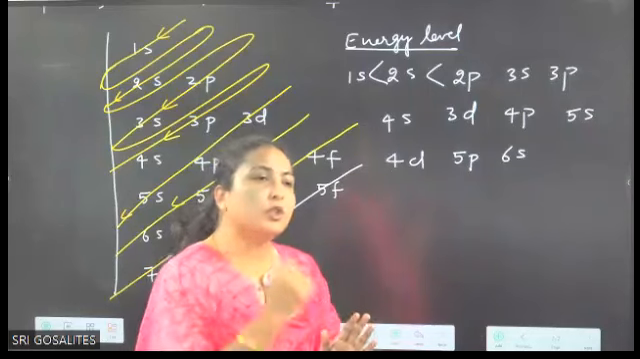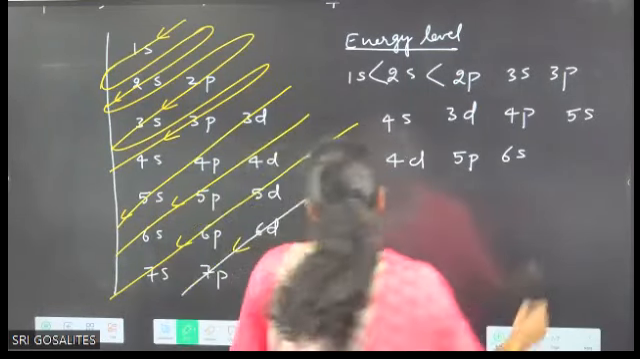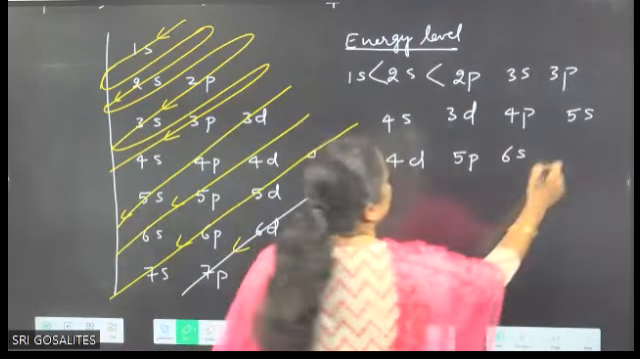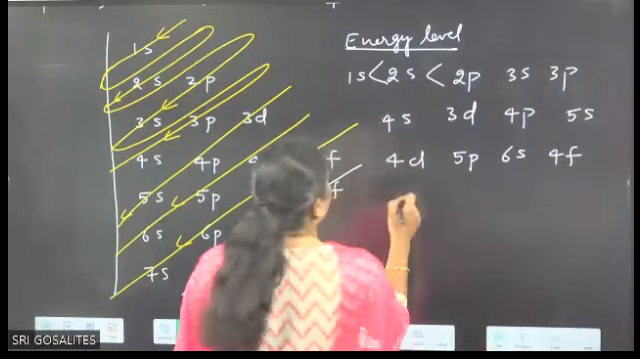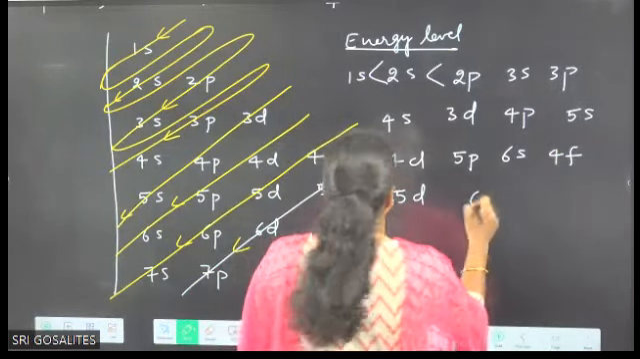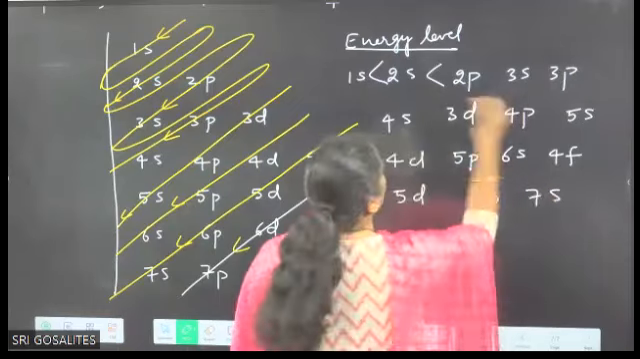Eventually you will learn this. With practice, it comes. 6s. Then after that, 4f. Then you have 5d. Then you have 6p, 7s. I'm stopping up to this point.